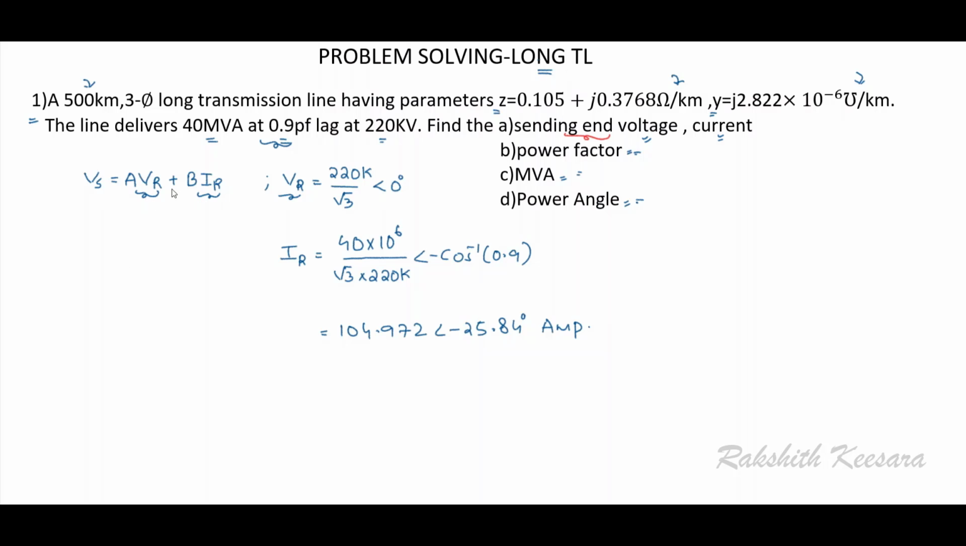Next, after VR and IR, we need to calculate the parameters A and B. So this is a long transmission line, right? We can either use hyperbolic functions or our approximated parameters. Since the calculation becomes very difficult if we use hyperbolic functions, we will go with approximated parameters. So what will be A? A will be 1 plus YZ by 2. So first we need to calculate Y and Z. Next, what is the value of B? B will be Z into 1 plus YZ by 6, right? Where Y and Z are the total admittance and impedance, I mean admittance and impedance for the total length. These are not per unit length values. So let us calculate.